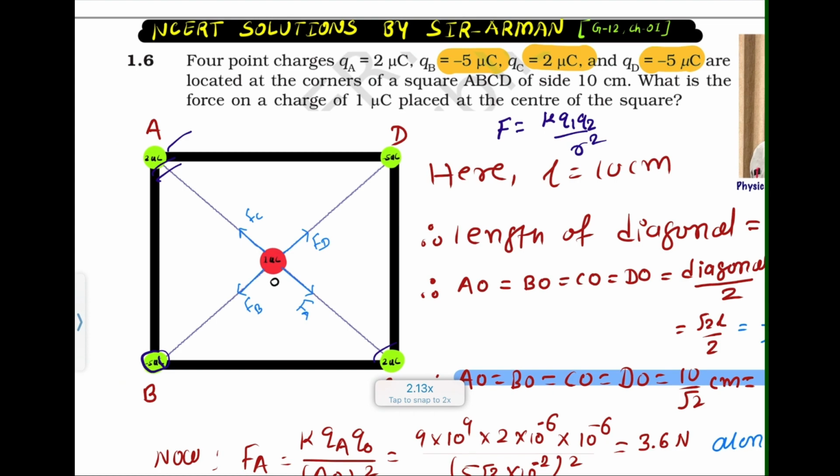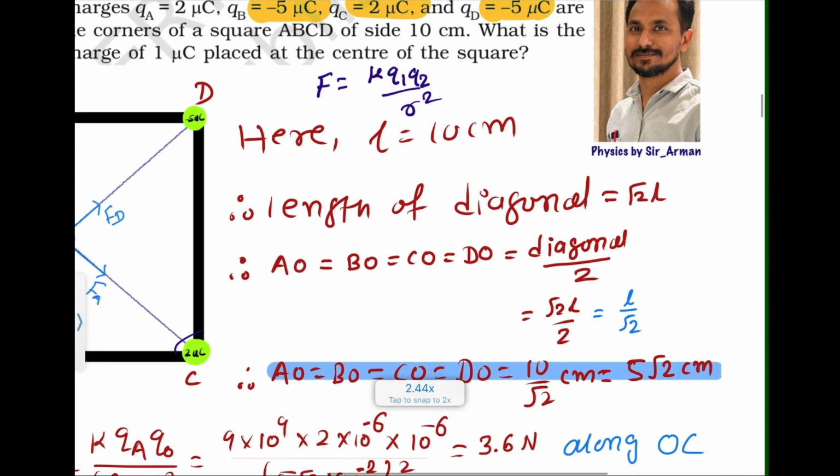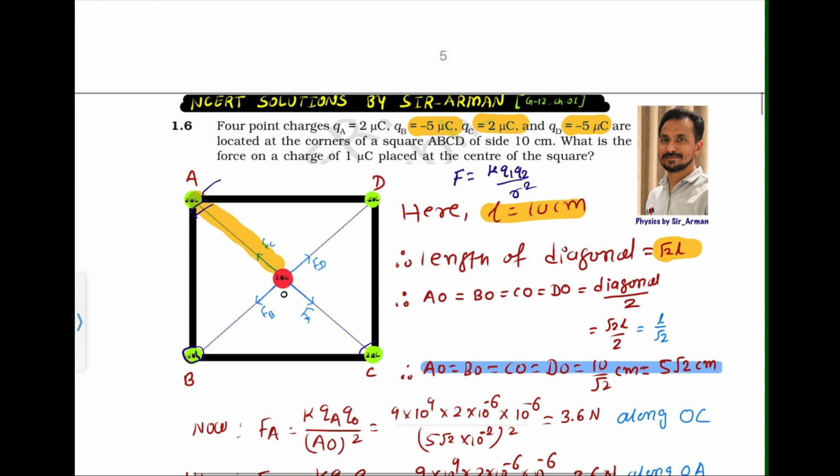The length of half of the diagonal is L by root 2. So here I have explained this. L, that is the side length, is 10 centimeter, and the diagonal is root 2 L. Now we want this AO, then BO, then CO and DO. So AO, BO, CO and DO are half of the diagonal, and half of the diagonal we have obtained as L by root 2.